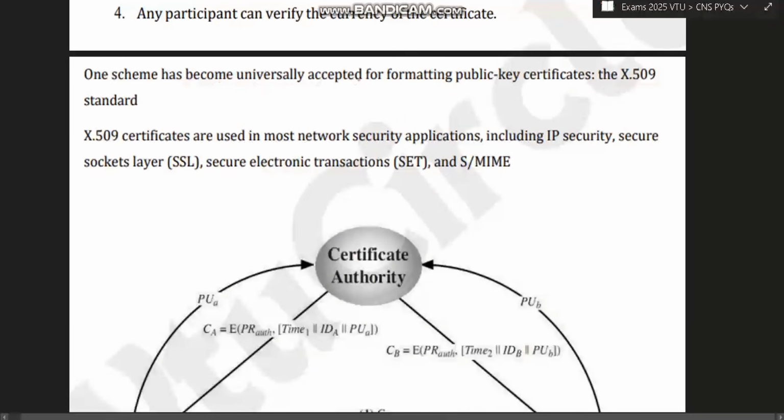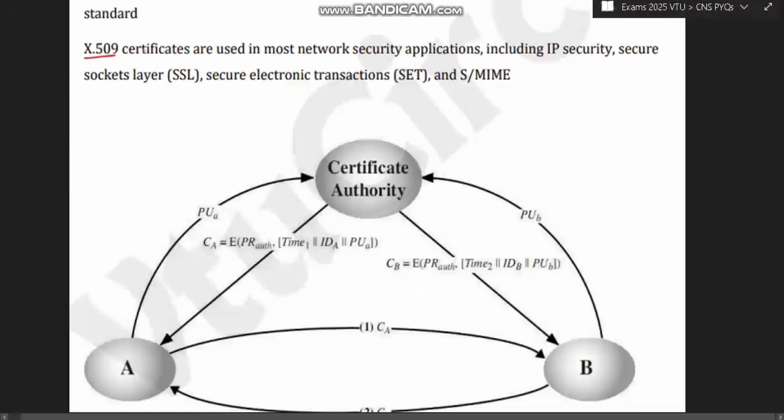One scheme has become universally accepted for formatting public key certificates: X.509. This is also a very important one. Okay, so the X.509 certificate is used in most of the networks. Means in real life, we will be using this certificate to ensure that whatever messages we are sending to our friend are not being read by the network providers. Okay, for that we will be having the certificates which will ensure it is a secure transaction, means communication.